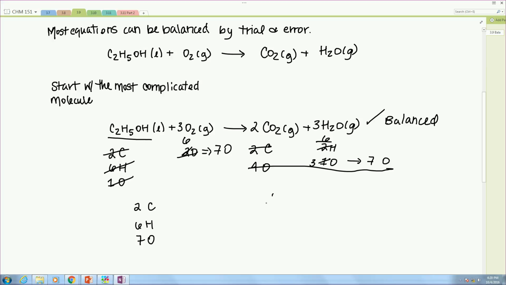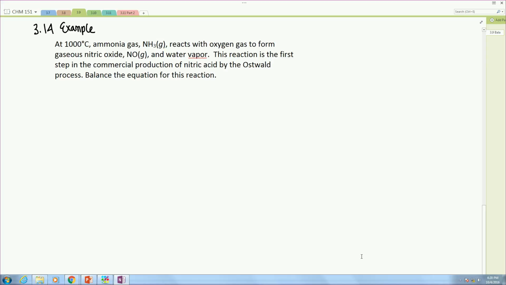Then on the right side, we have 2 carbons. 2 times 2 is 4, plus 3 oxygens is 7 oxygens. And 3 times 2 hydrogens is 6 hydrogens. So that's correct, and it is now balanced. So now we're going to look at another example from your textbook. This example is on page 108 if you want to take a look at it.